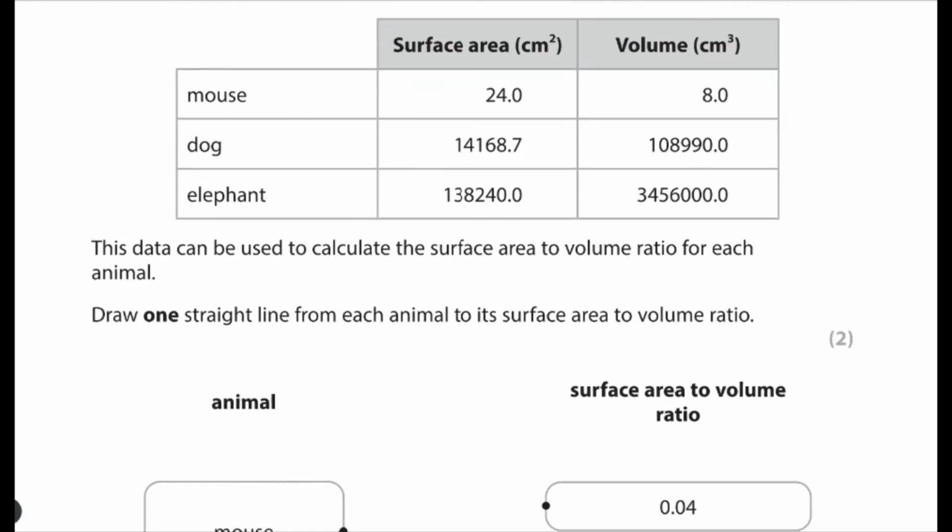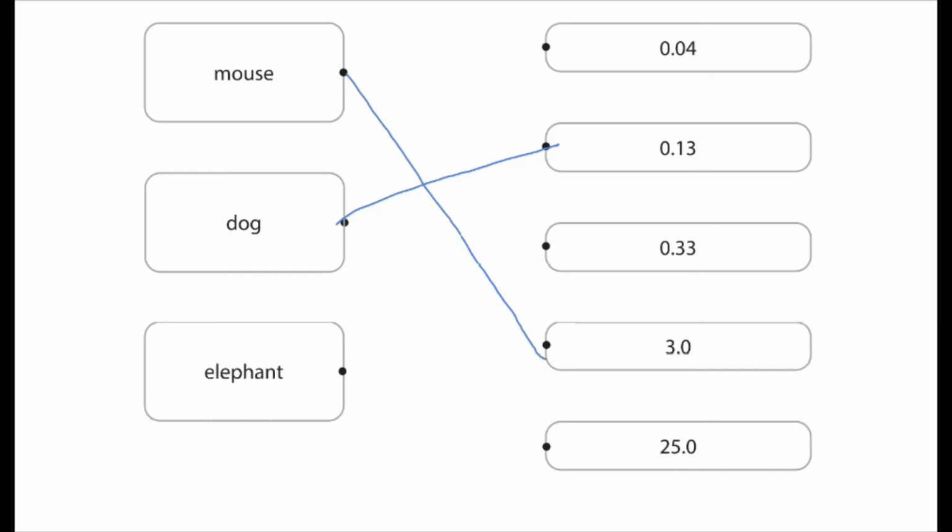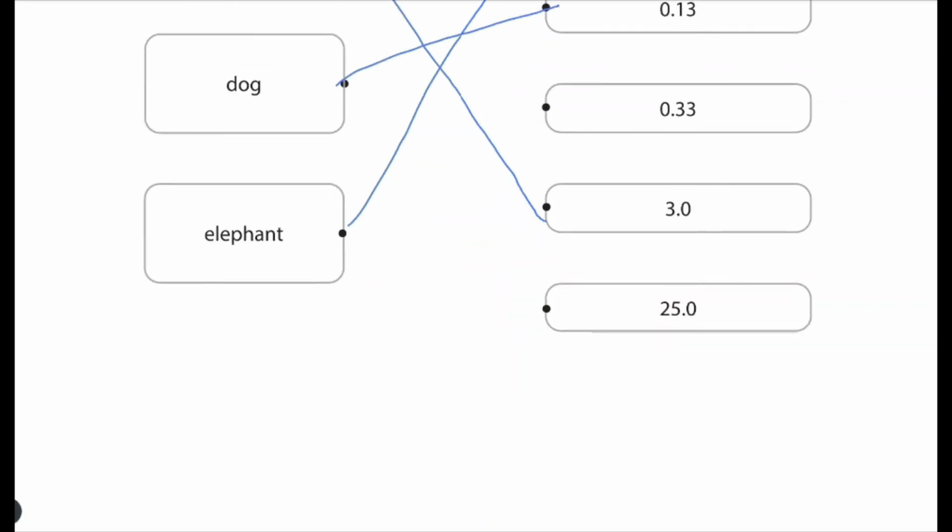Then for elephant, it is 138,240 divided by 3,456,000. That's 0.04. It's a quite small value. 0.04 is for elephant. So if you are connecting these type of answers, please make sure that you use a straight line, use a ruler, pencil, and draw it. After that, if you want, you can indicate.